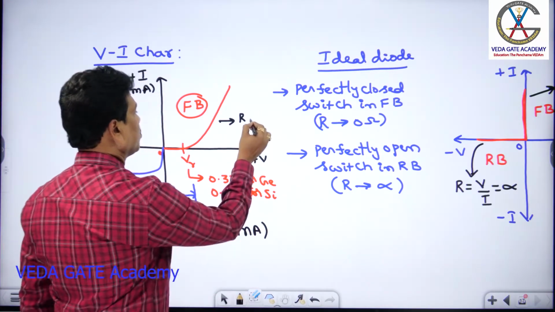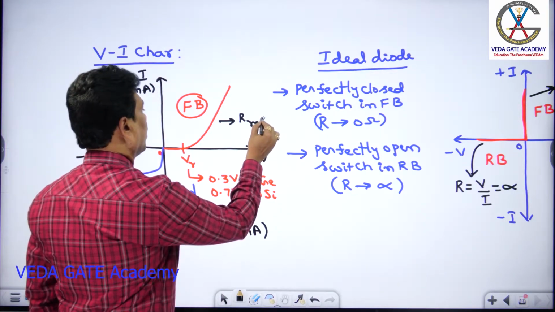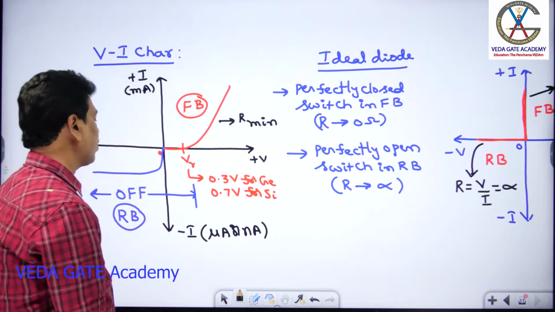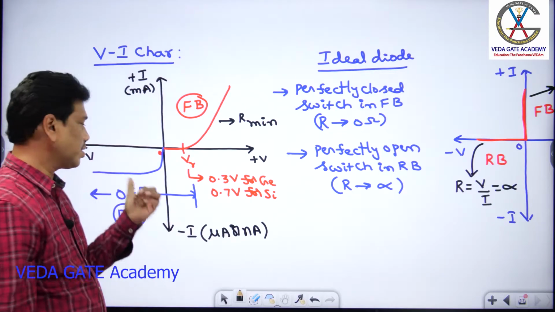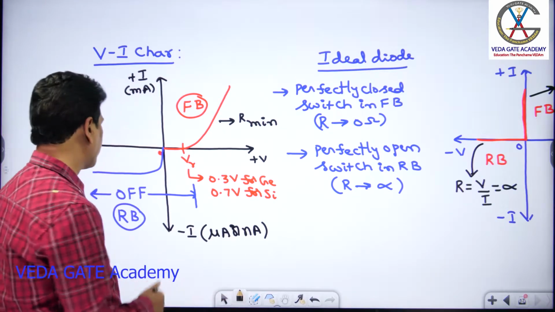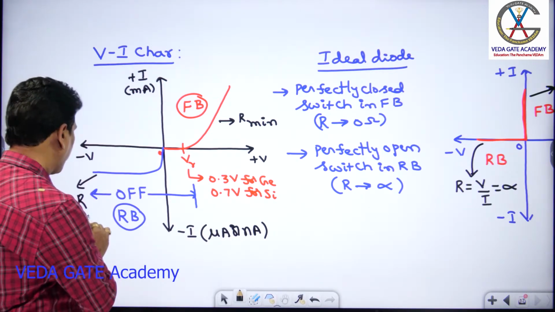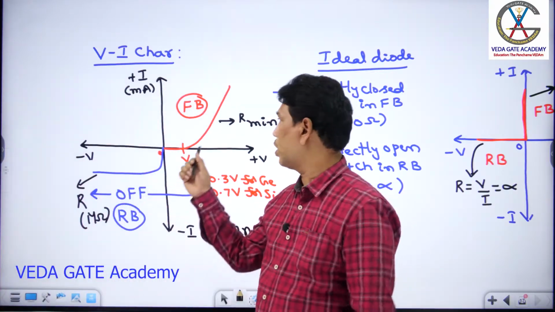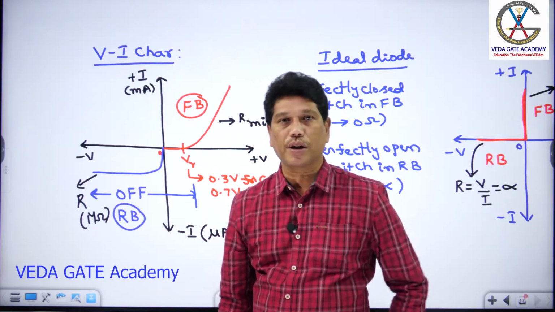So it is minimum resistance. Resistance should be minimum, just a few ohms. And if you go for reverse bias, because of some minority current, it will not be infinite. It should be on the order of some megaohms. So in this case, R should be on the order of megaohms. So for a practical diode, resistance ranges from minimum to maximum. It is limited, not unlimited, right?